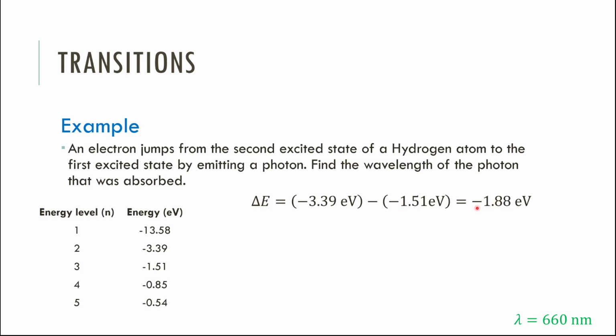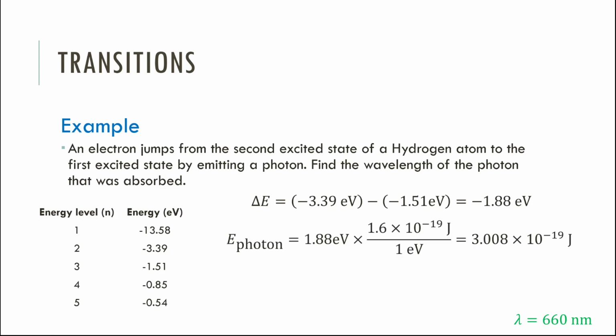Delta E being negative means the electron lost energy, and because the electron lost energy, it must be giving that energy off in the form of a photon. So since the electron lost 1.88 electron volts of energy, the energy of the photon is positive 1.88 electron volts. It won't ever be negative. So if you absorb and gain energy, think about what that means versus a photon leaving and dropping down.